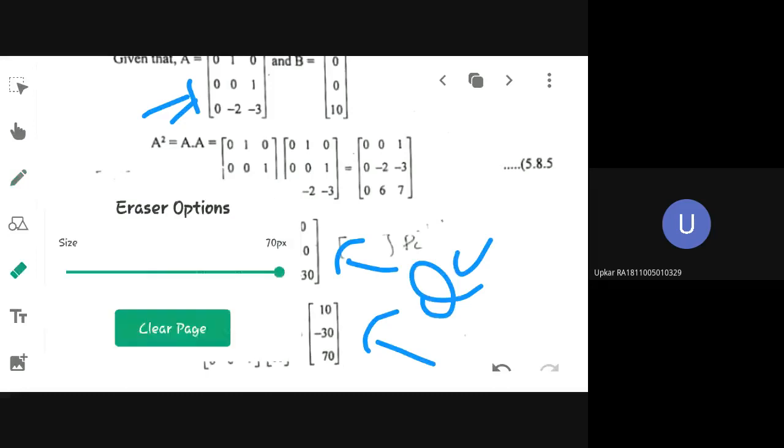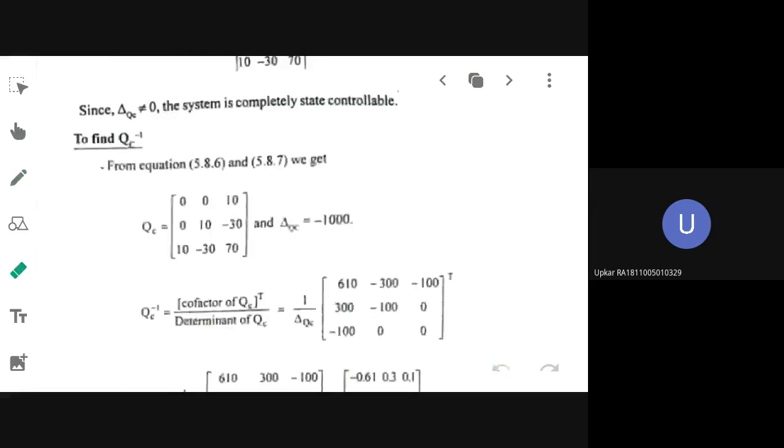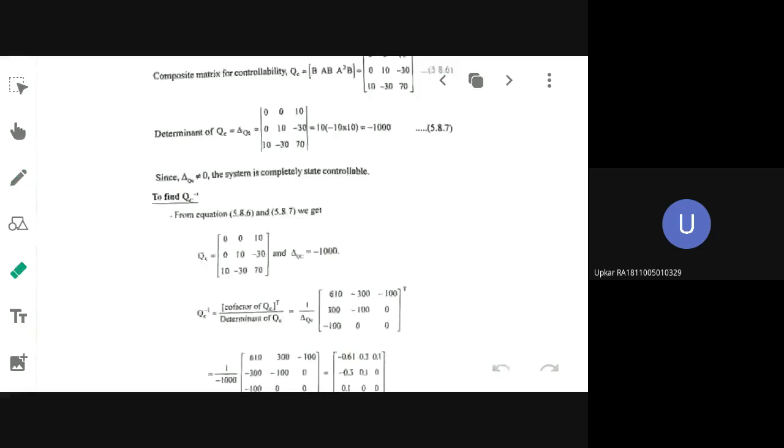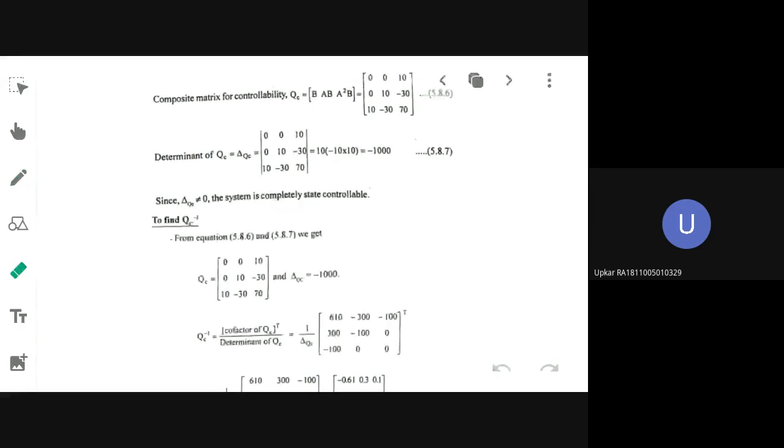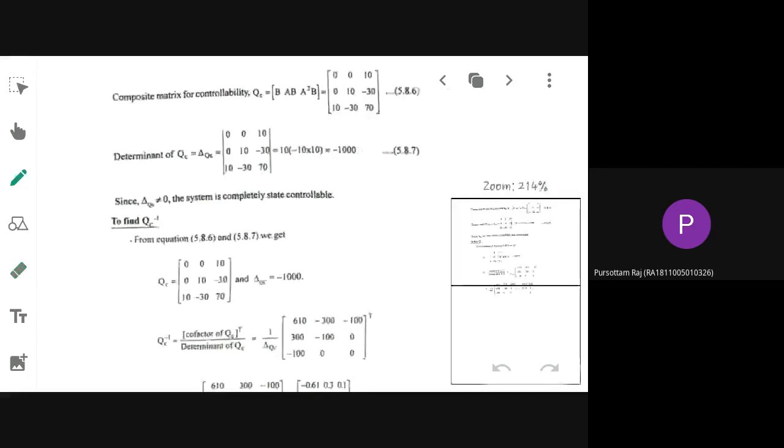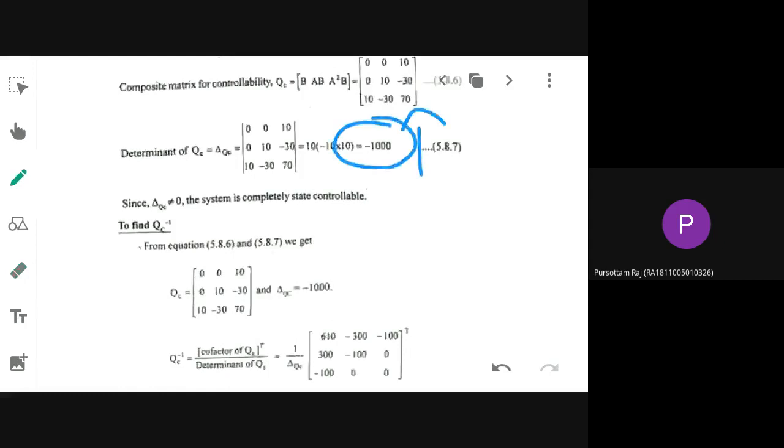And what is the condition if the system is to be controllable? I told you, Kalman's test of controllability. The determinant of the QC matrix should be non-zero. If you derive the determinant, it is minus 1000, which is not equal to 0. So you can clearly say that the system is completely state controllable. So this is the first check that you will be making for the problem: you will be checking controllability.